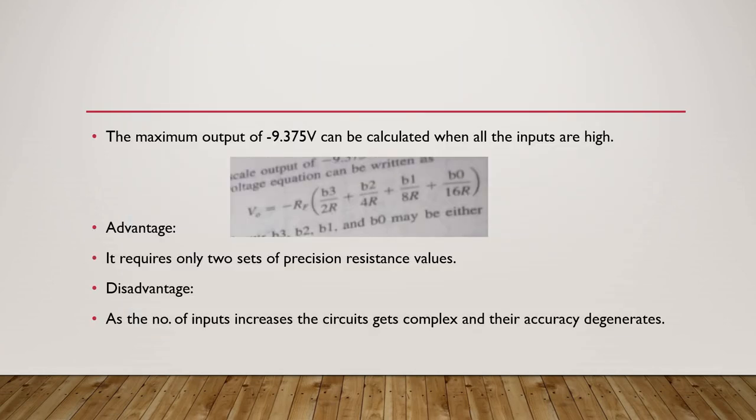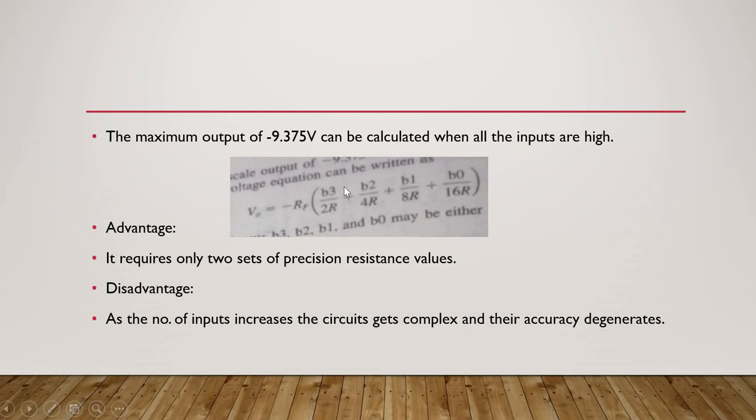Okay, so the maximum output of minus 9.375 can be calculated when all the inputs are high. Maximum output means all the switches are on. So using the formula, V0 equals minus RF, the feedback resistor, into V3, the MSB bit, divided by 2R, plus V2 divided by 4R, plus V1 divided by 8R, plus V0 divided by 16R. So you can also use this formula. While solving the problems, you are going to make use of this.